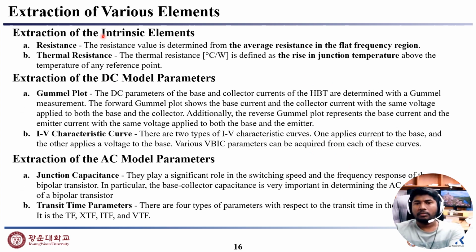And then now extraction of the intrinsic element. So the intrinsic element is composed of resistance and thermal resistance. Resistance is about the average resistance in the flat frequency range, and the thermal resistance is defined as the rise in junction temperature above the temperature of any reference point. And the extraction of DC model parameters: Gummel plot and IV characteristics curve. An extraction of AC model parameters: one is junction capacitance, another is transition time parameter.